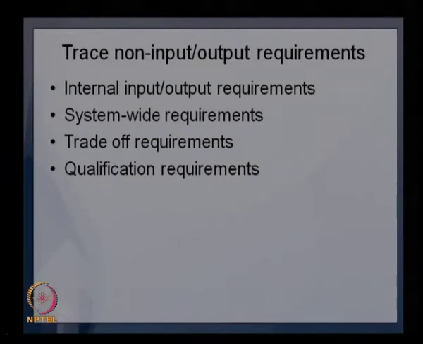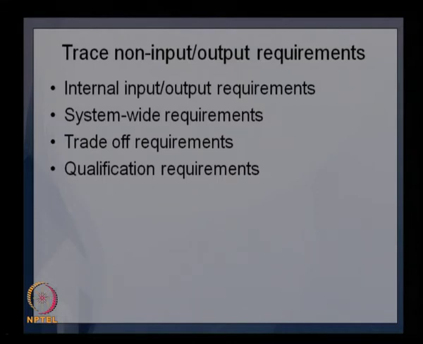Basically we look at what are the inputs and outputs internal to the system, and we need to allocate the components for these requirements. The other one is the system wide requirements. There are system wide requirements identified at the design level itself, such as cost, reliability and availability of the system, and these need to be allocated to the components. So how do we identify the system wide requirements coming out of the allocation architecture, and then how do we allocate them?